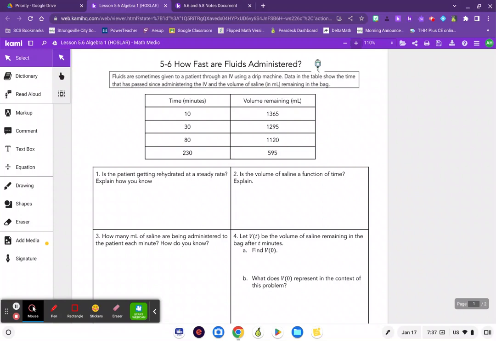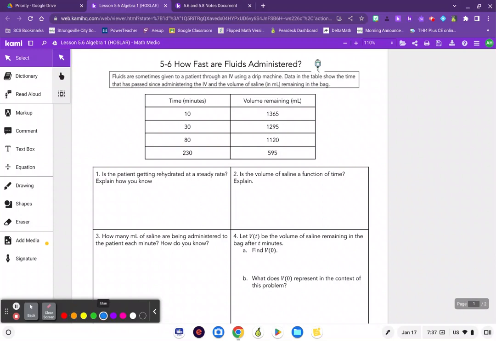It says fluids are sometimes given to a patient through an IV using a drip machine. Data in the table show the time that has passed since administering the IV and the volume of saline in milliliters remaining in the bag. So I have this table with time and the volume left. Notice that as time passes, the volume is decreasing. It says, is the patient getting rehydrated at a steady rate, and how do you know?